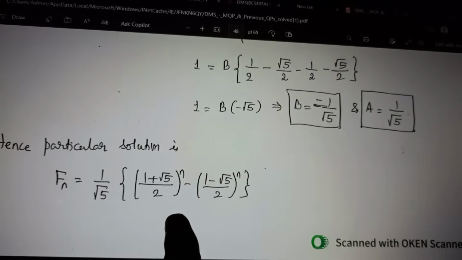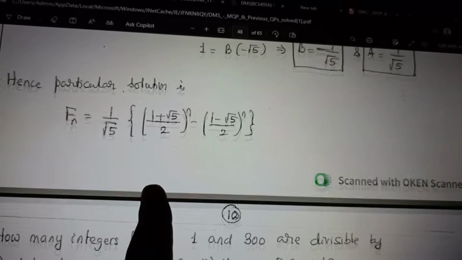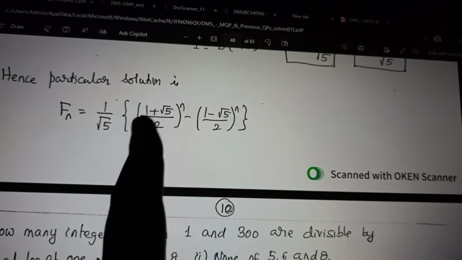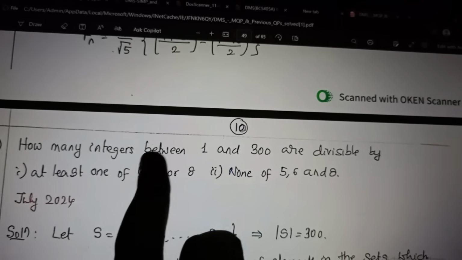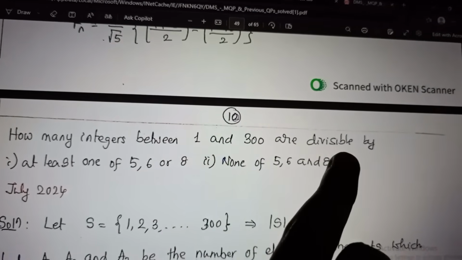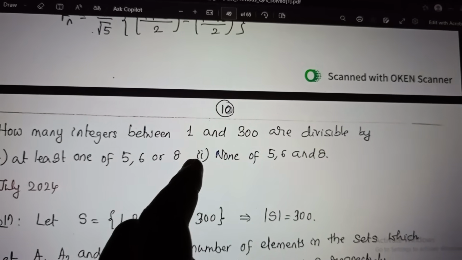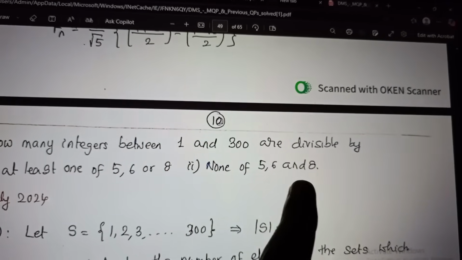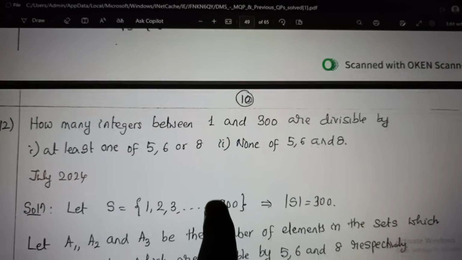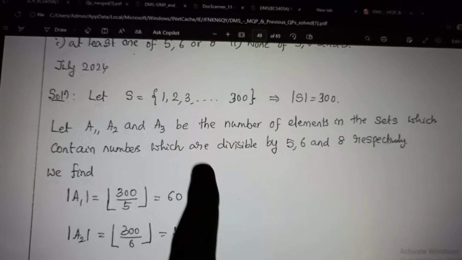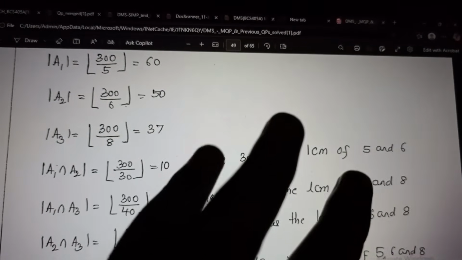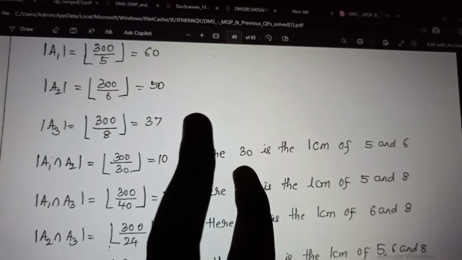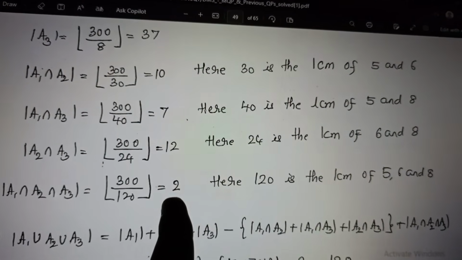This is just the theory. Even you can leave it like this only, or you can substitute the value of n and write the final answer. Then we have how many integers between 1 and 300 are divisible by. Same question, there we had between 1 and 100, here it is 1 and 300. I hope you can solve the same question again. This is more important, 100 and 300 both are important questions, so consider both to be important ones.